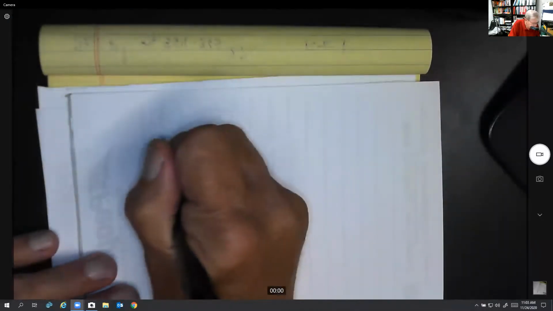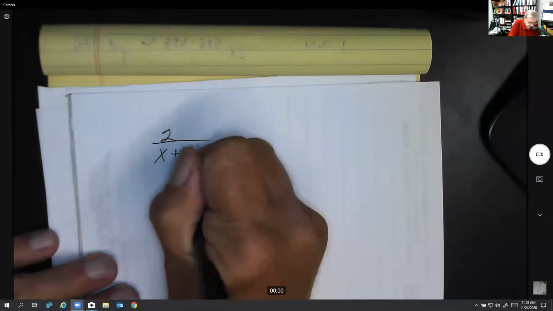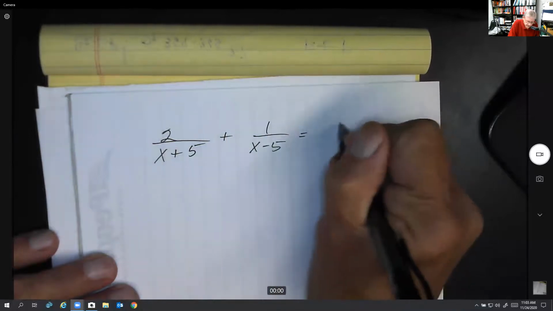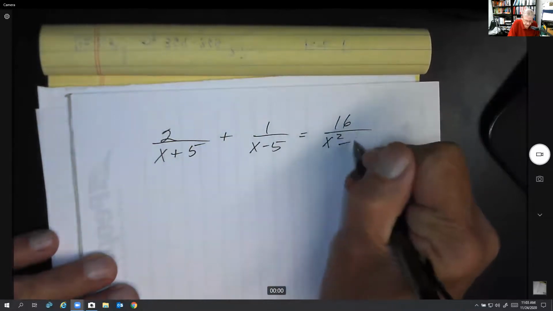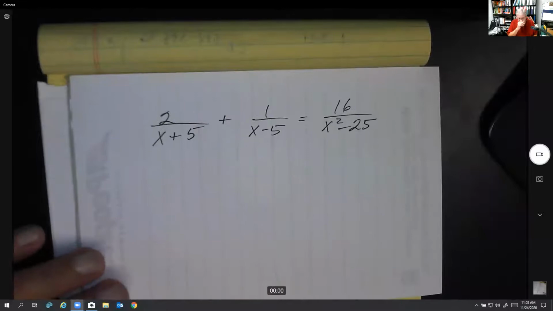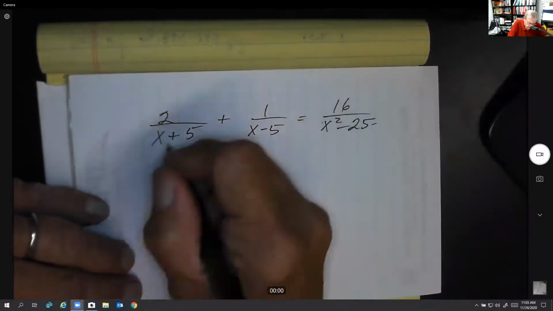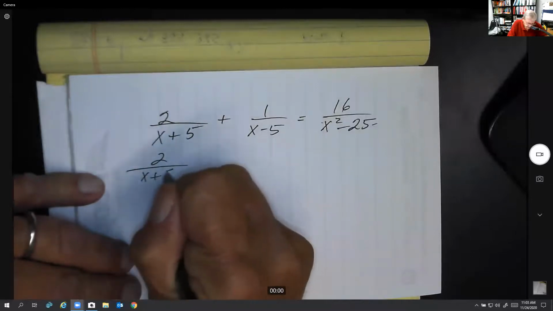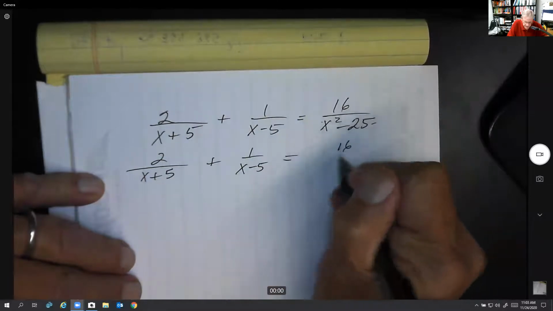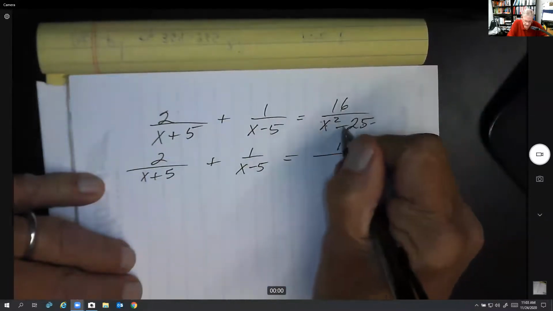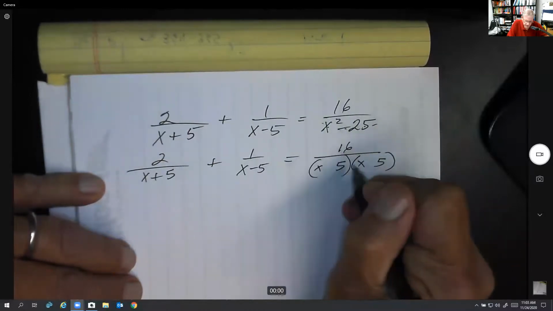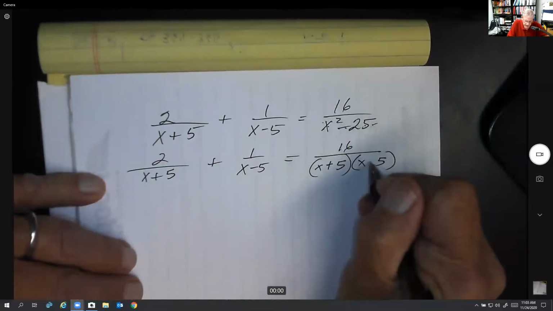Okay. I have 2 over x plus 5 plus 1 over x minus 5 equals 16 over x squared minus 25. Okay, first step I want to do is I want to factor this out. See what I got here. Okay, x plus 5, x minus 5. You recognize this pattern? Difference of squares, perfect square minus x, 5, 5 times 5 is 25, plus and minus.